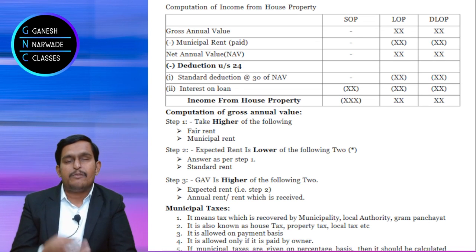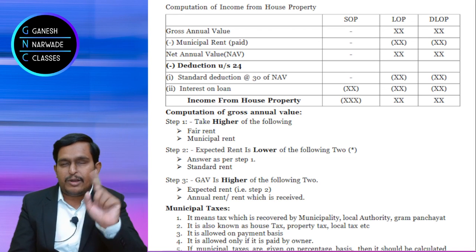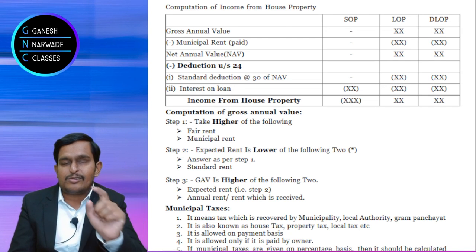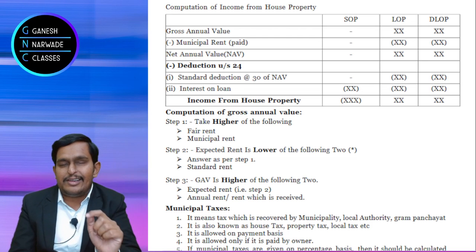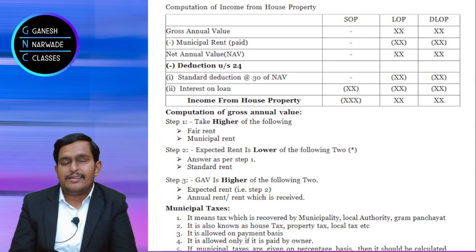Okay, so how to compute GAV, gross annual value? Come on, repeat with me. Step 1, municipal or fair rent, whichever is higher. Step 2, that higher amount compared with the standard rent, whichever is lower, and that is called expected rent. That expected rent versus actual rent, whichever is higher will become the gross annual value. This is how you should compute the gross annual value. Once you compute this, you have to deduct the municipal taxes we discussed.